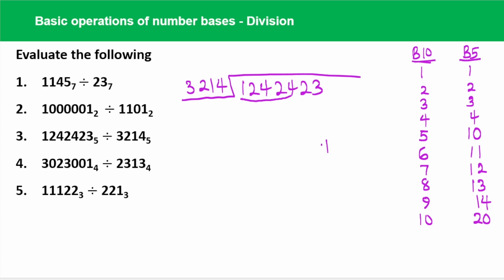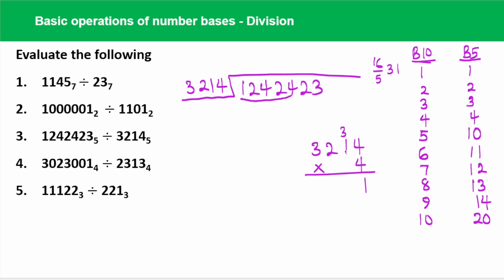Let's try 4 times. If we multiply this by 4, 4 times 4, that will give us 16. So what is 16 in base 5? Remember, we cannot write 16 here. So what is 16 in base 5? That will be 3 remainder 1. So we write 1, we carry 3.